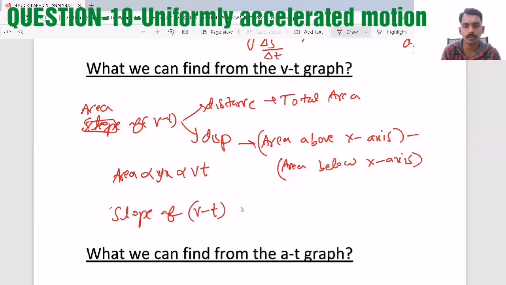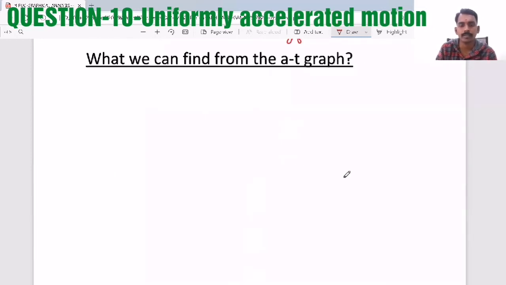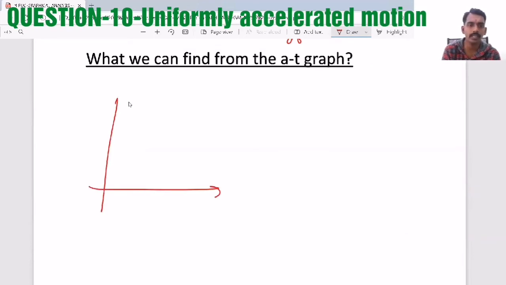But the slope of the VT graph means either delta V by delta T or dV by dt. Delta V by delta T means average acceleration. dV by dt means instantaneous acceleration. So the slope of the VT graph gives acceleration. The area below the VT graph gives distance or displacement. And what is the difference? I already explained. So that is the VT graph. And what can we find from the AT graph? When you consider the AT graph, acceleration versus time.